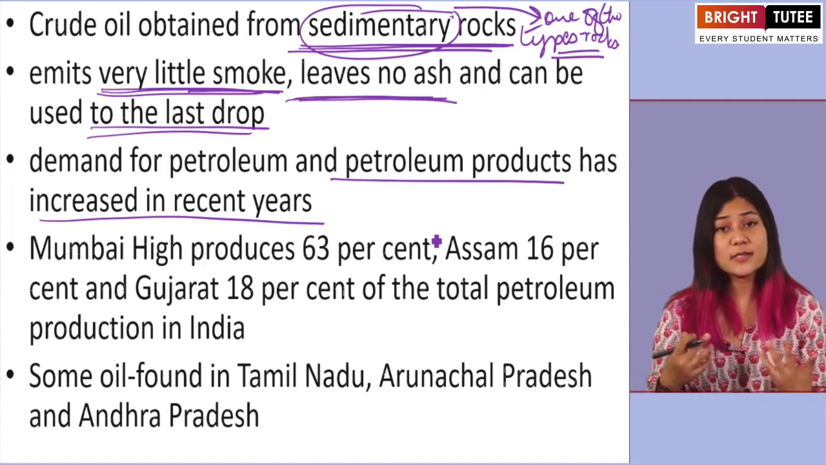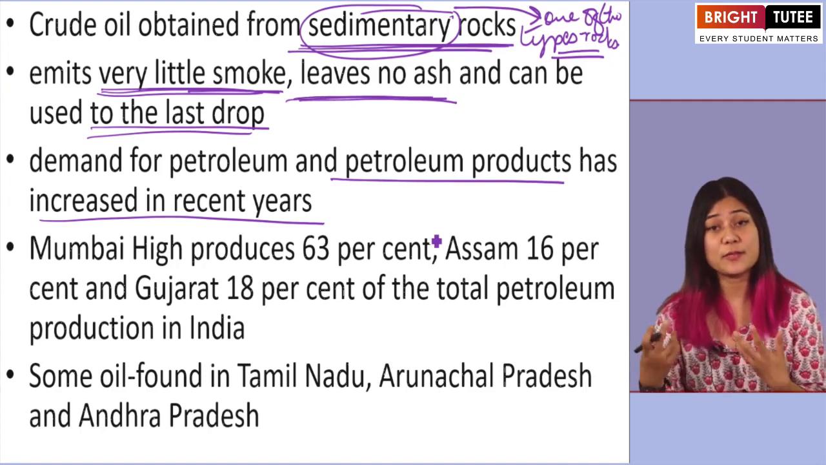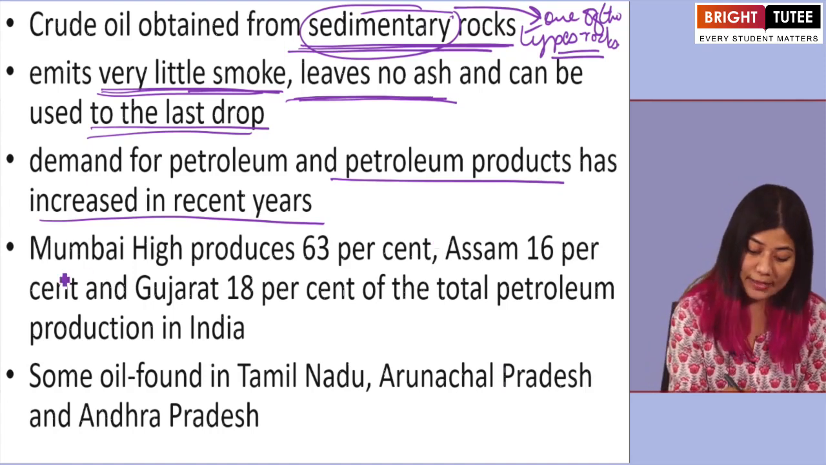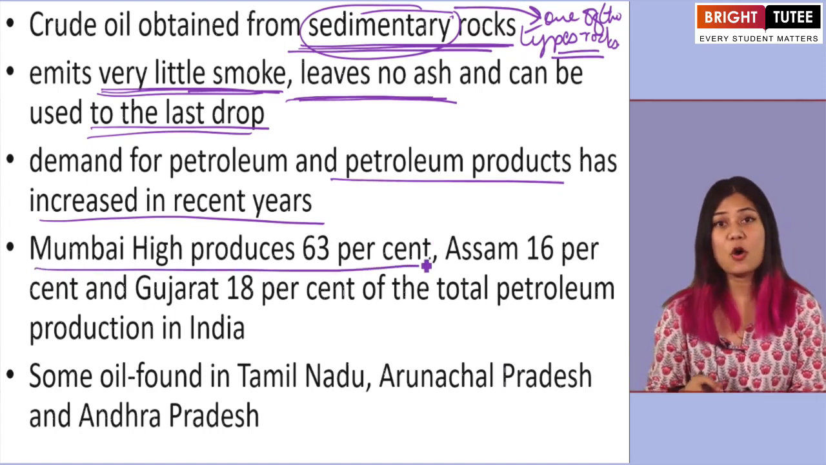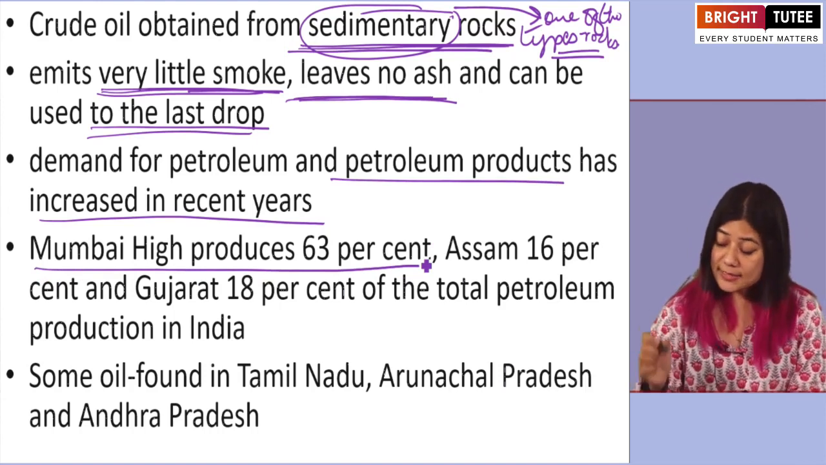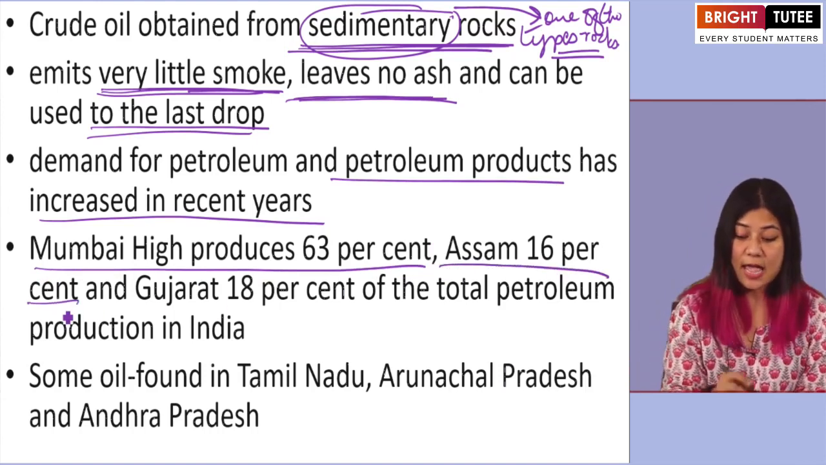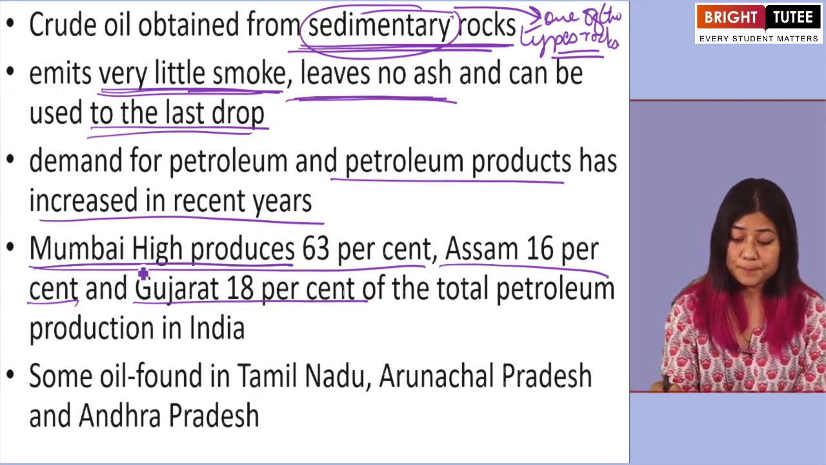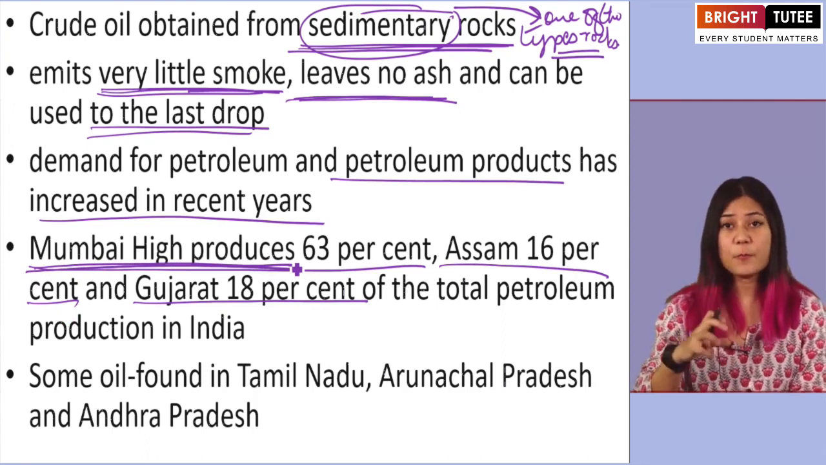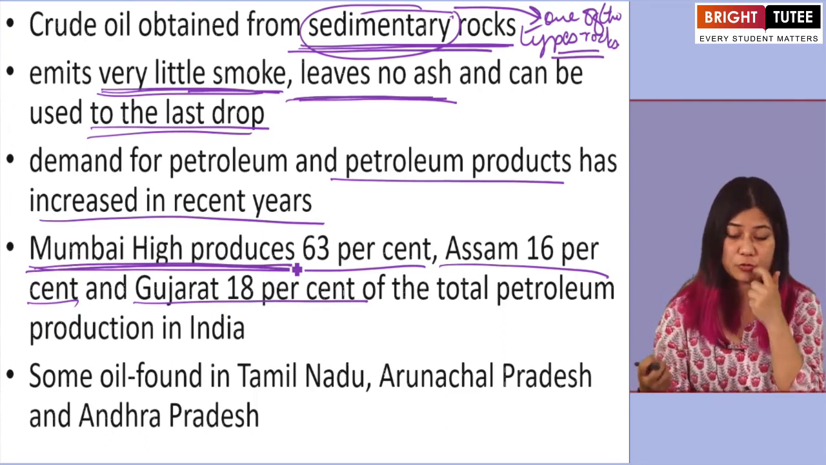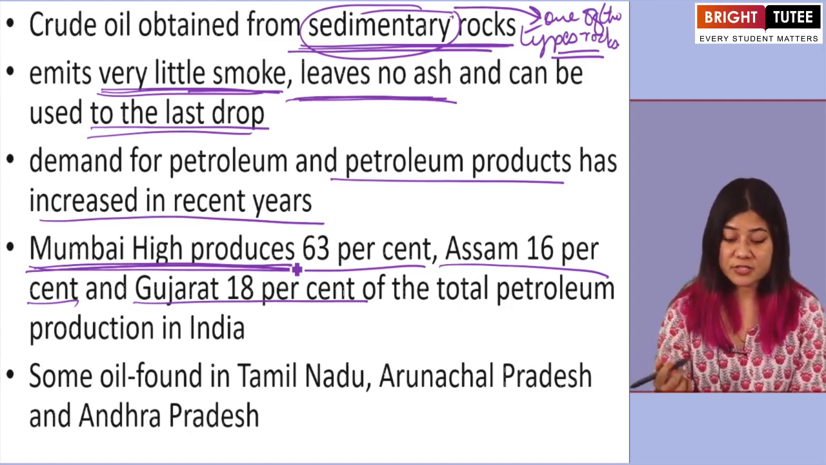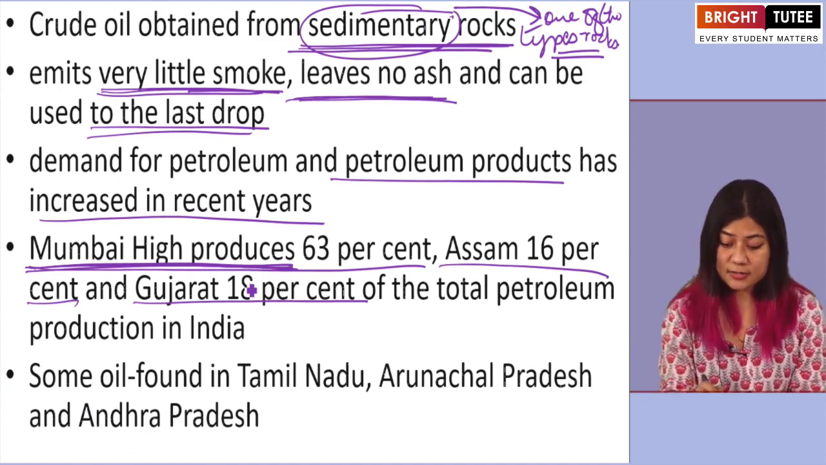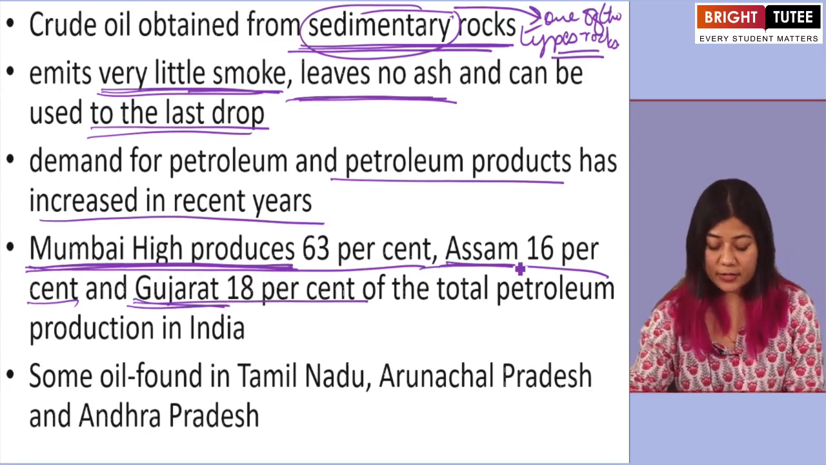Now in India, where can we get petroleum? From where do we get petroleum? In India, Mumbai High produces 63% of the entire production. Assam produces 16% and Gujarat 18%. So the place from where we get most of the petroleum that our country produces is Mumbai High, and then next is Gujarat, and then Assam.